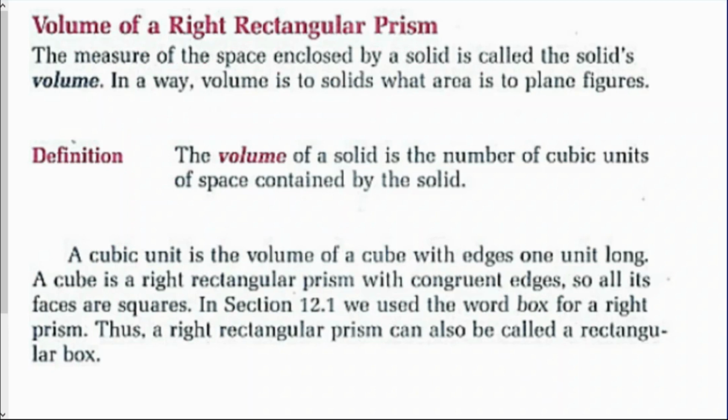The measure of the space enclosed by a solid is called the solid's volume. In a way, volume is to solids what area is to plane figures. So, volume of a solid is the number of cubic units of space contained by the solid. A cubic unit is the volume of a cube with edges 1 unit long. A cube is a right rectangular prism with congruent edges, so all of its faces are squares.